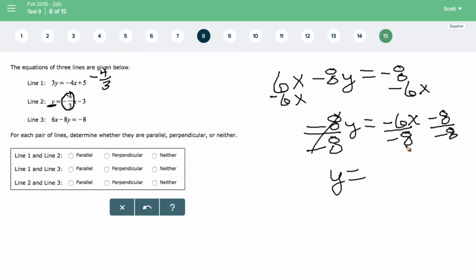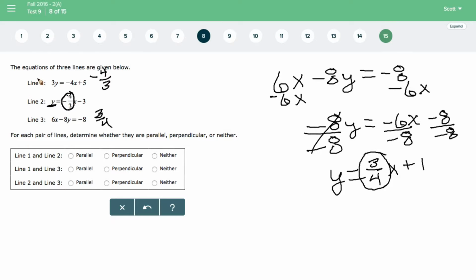If we simplify this all we can, negative divided by negative is a positive, and that's a 3/4. And negative 8 divided by negative 8 is a positive 1. Here's our slope. So we're just going to put that right here, 3/4.